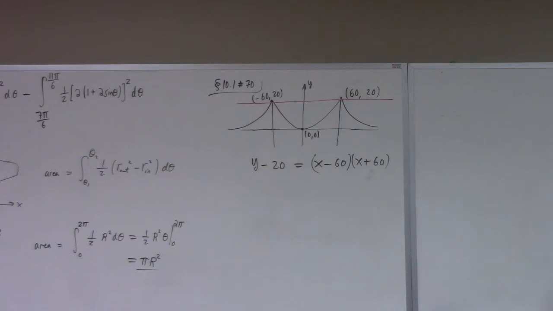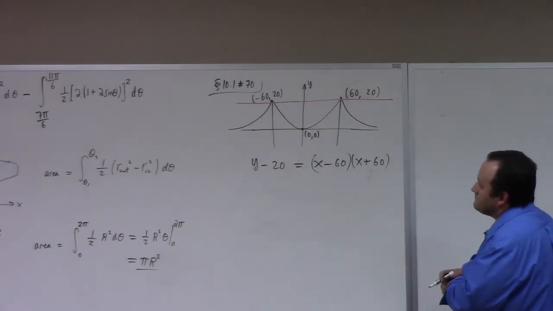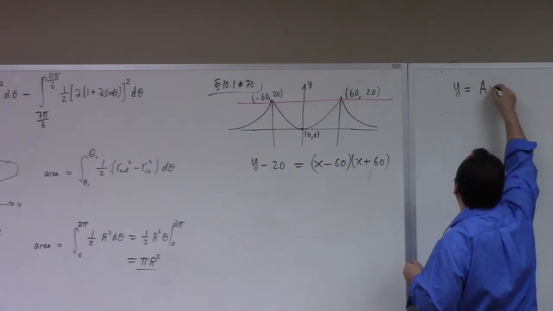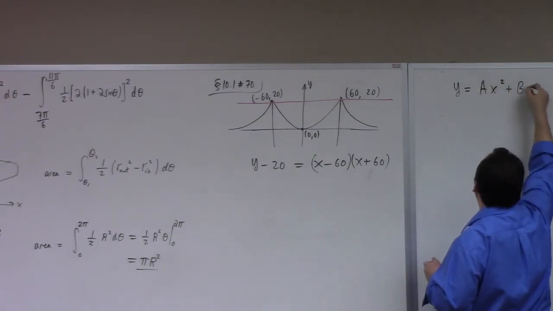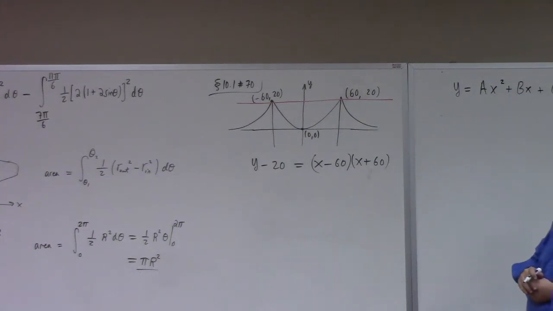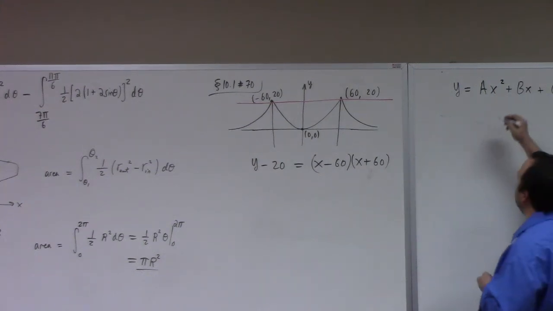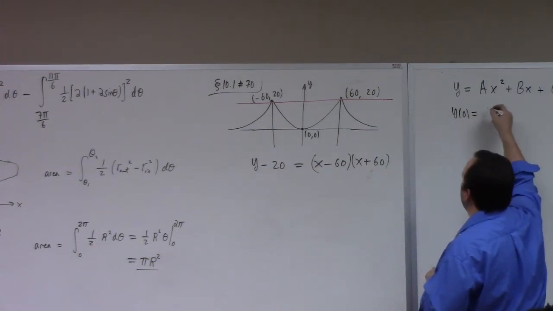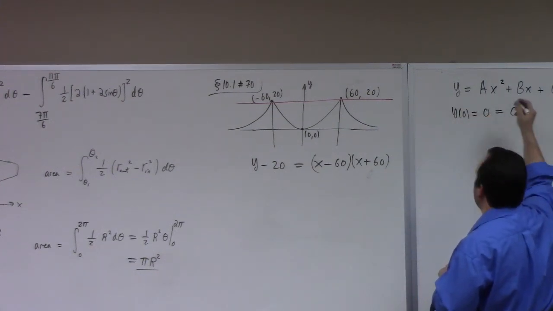Here's how I'd do it. Generically speaking, y is equal to ax squared plus bx plus c, right? I've got 3 points. I plug them in and find a, b, and c. Simple as that. So y of 0 is 0. It's also equal to c. 1 down.